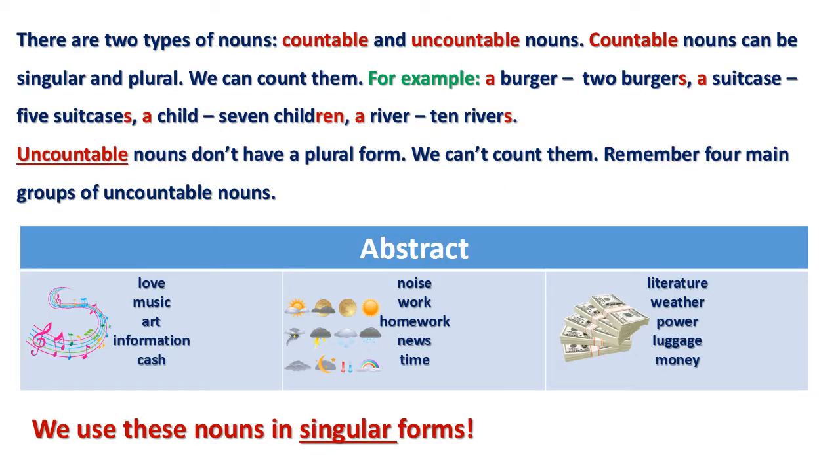There are two types of nouns, countable and uncountable nouns. Countable nouns can be singular and plural. We can count them. For example, a burger, 2 burgers, a suitcase, 5 suitcases, a child, 7 children, a river, 10 rivers.